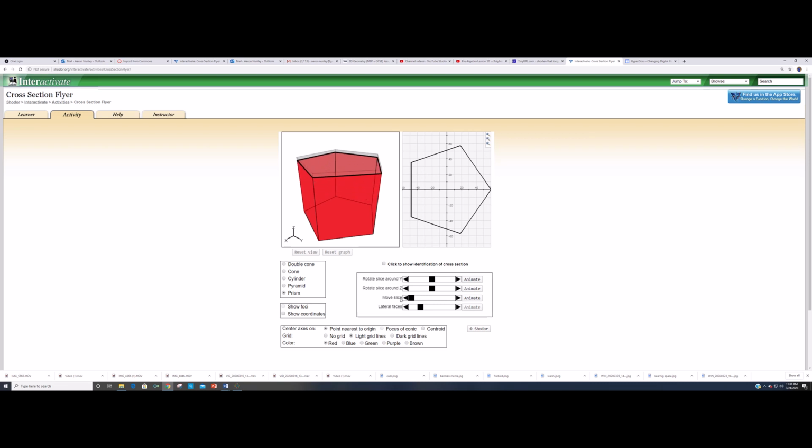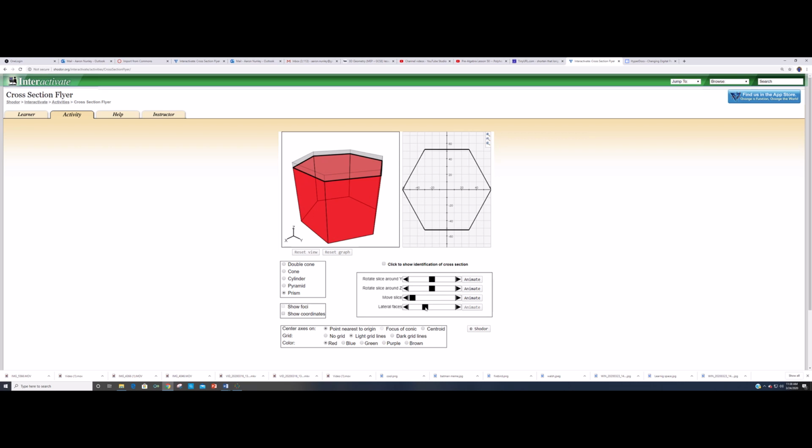Let me slide it all the way to the top. You can see it matches at the top, and you can see it matches at the bottom. It's always going to match. In fact, it doesn't even matter what the shape of the base is. I could change this into a square base. Notice that the cross section always matches. I can turn it into a triangular base. Notice the cross section always matches.